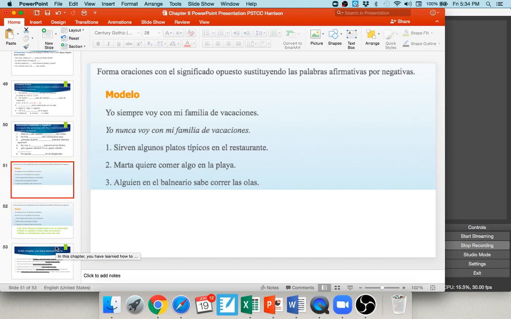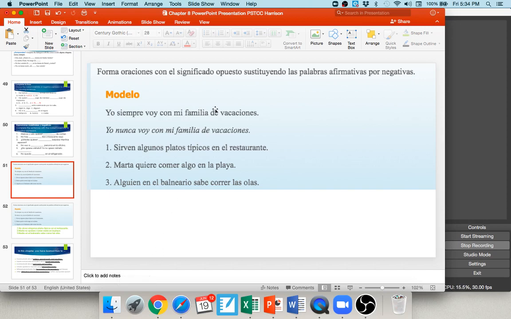It gives you in the model, yo siempre voy con mi familia de vacaciones. It gives you a sentence that's positive, and you just have to take it and turn it around and make it negative. So instead of saying I always go with my family on vacation, you're going to say I never go with my family on vacation. So you're changing out the word always, siempre, and making it never, nunca.